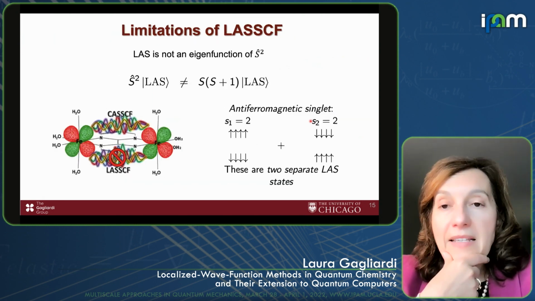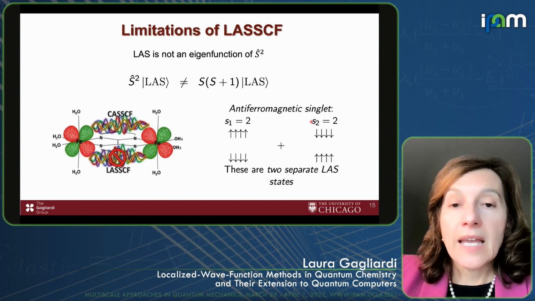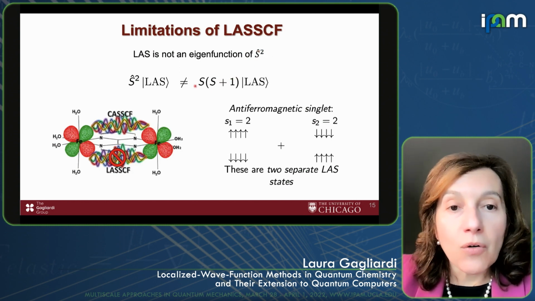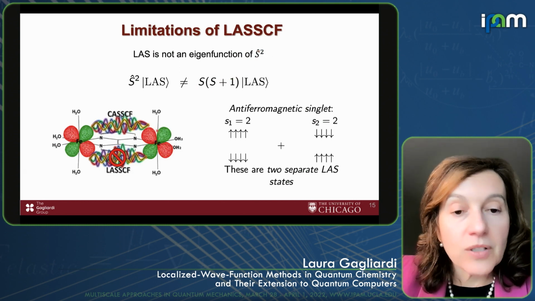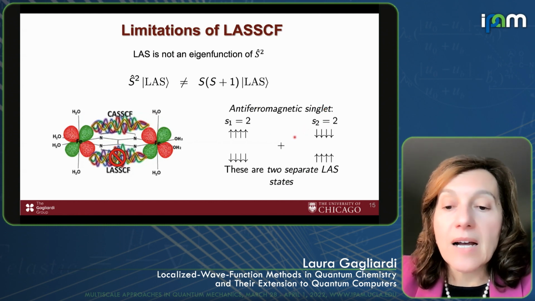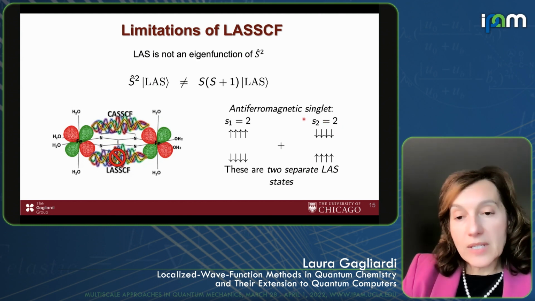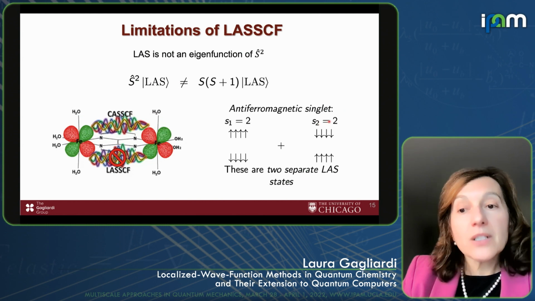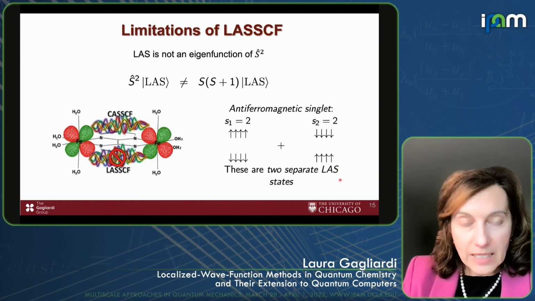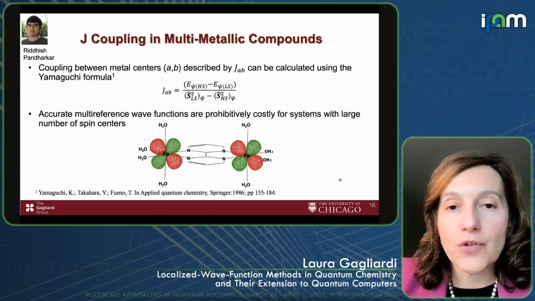Another problem of LASSCF is that, as I mentioned before, it is not overall an eigenfunction of S square. So it is within each fragment, but not the total wave function. And so, for example, these are 2 antiferromagnetic, so 2 states coupled in an antiferromagnetic way to a singlet, and these are 2 separate LAS states. So how can we try to improve upon it?